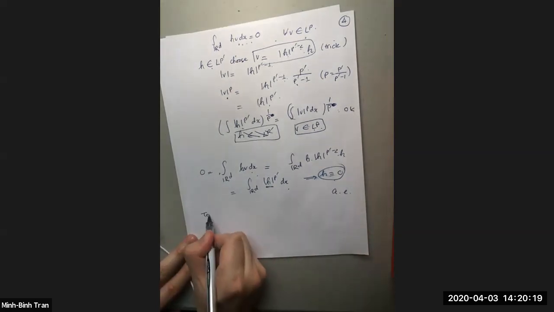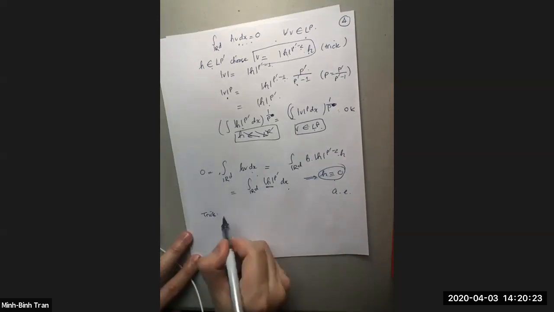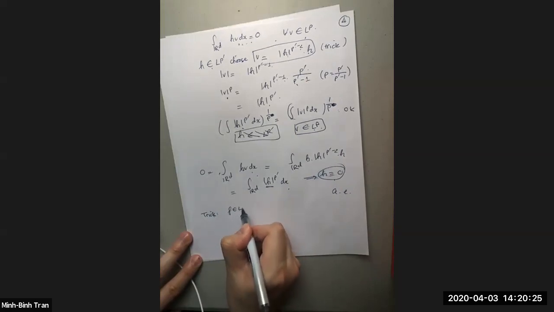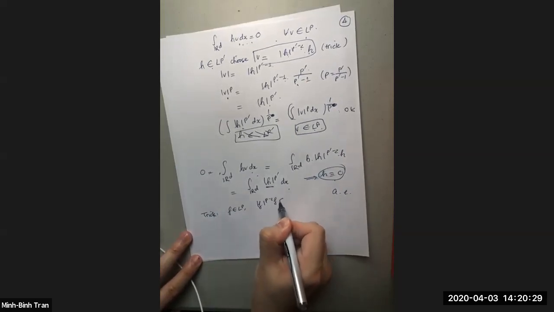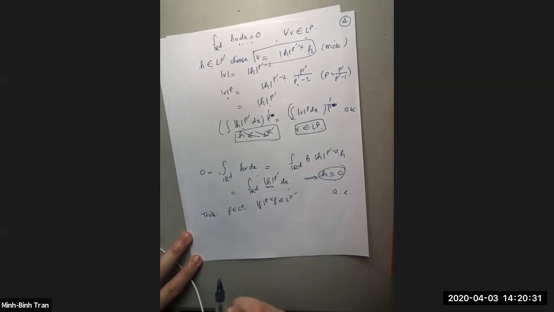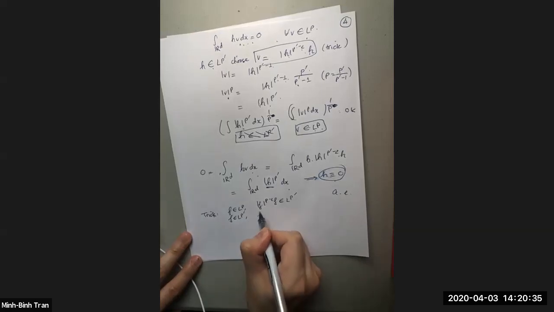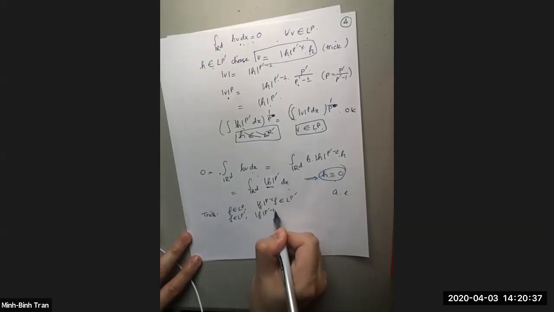So the trick here is the following. To summarize all of the proof, the trick is simple. If F is in LP, you have to remember that |F|^(P minus 2) F is in LP prime. That's it. If F is in LP prime, of course, you have to replace P prime with P.